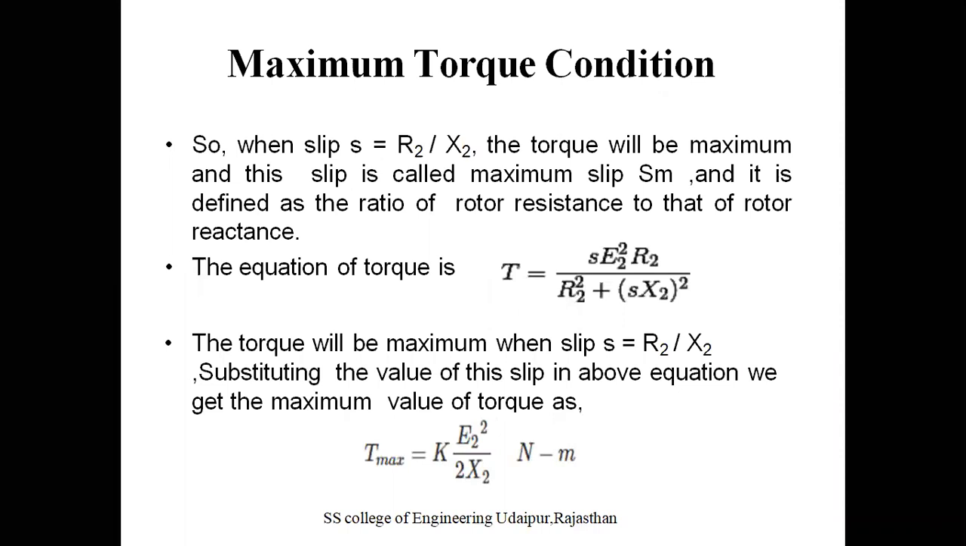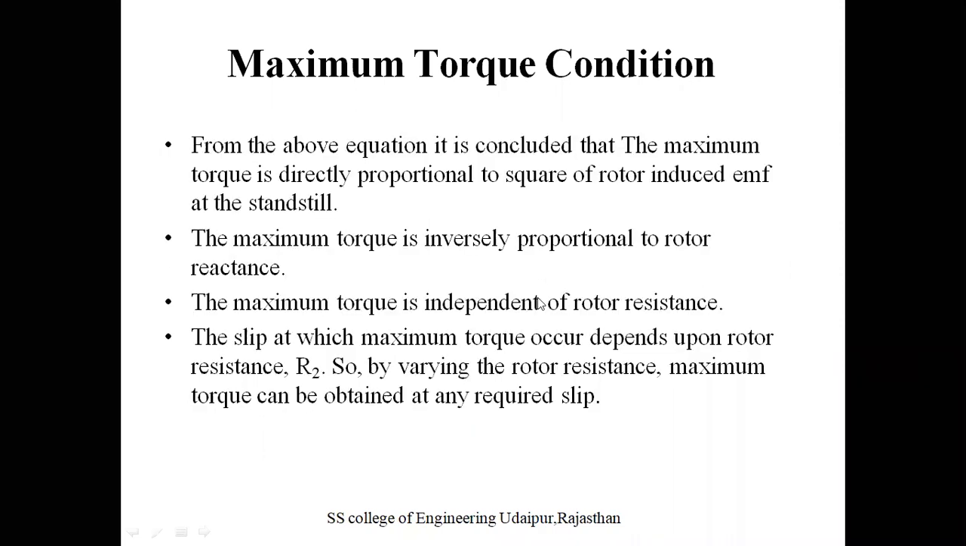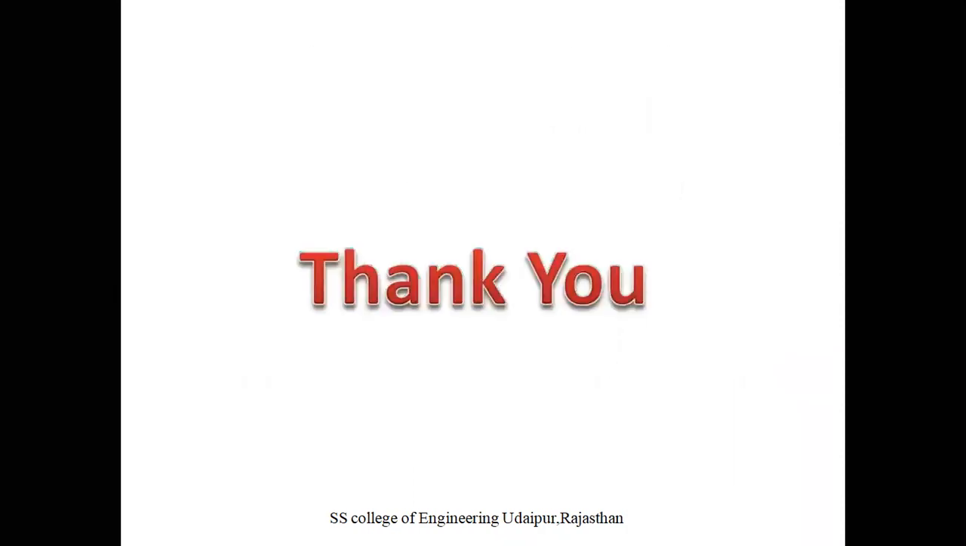Now we put the value of slip R2 by X2 in the torque equation, and the maximum torque becomes T maximum equal to K E2 square upon 2 X2. So the maximum torque is inversely proportional to the rotor reactance, and it is independent of the rotor resistance. Thank you.